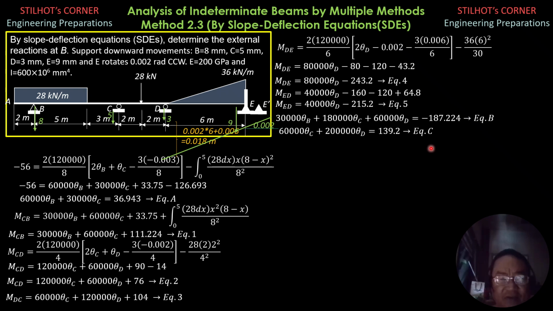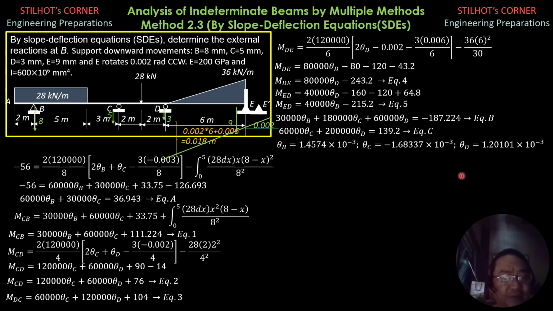Then solving simultaneously equations A, B, and C, we get theta B equals 1.4574 times 10 to the negative 3. Theta C negative 1.68337 times 10 to the negative 3. And theta D 1.20101 times 10 to the negative 3.